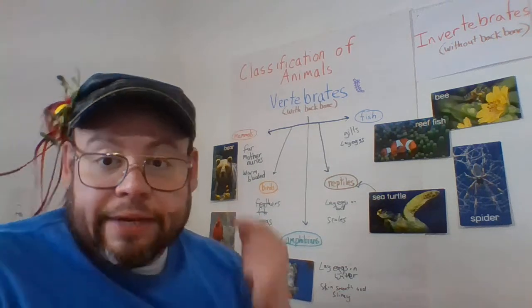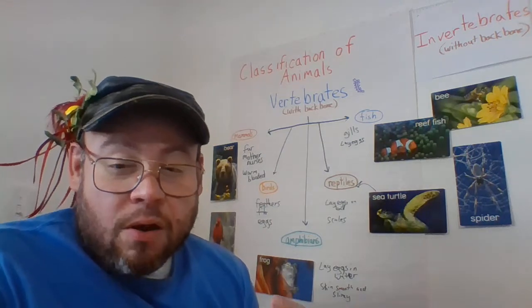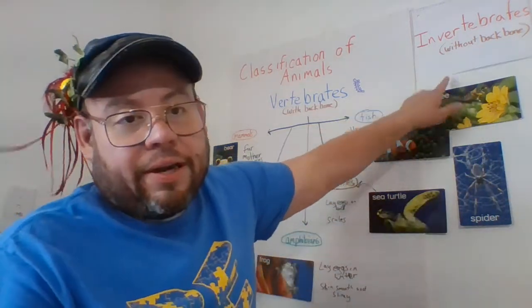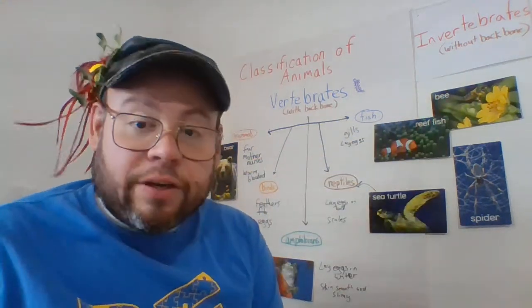So first, we have to see if it's an invertebrate or vertebrate. If it's an invertebrate, then we're talking about bugs or mollusks or insects or arachnids. Those are invertebrates. Those are on this side right here. These two are invertebrates. When we're talking about vertebrates, then we can go into their different classes.